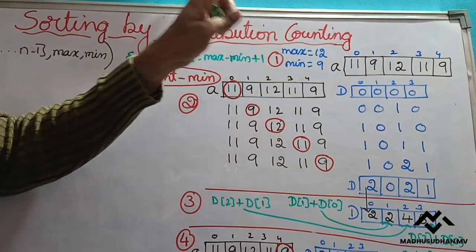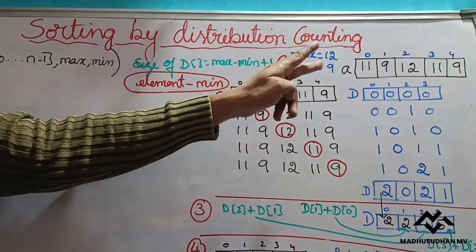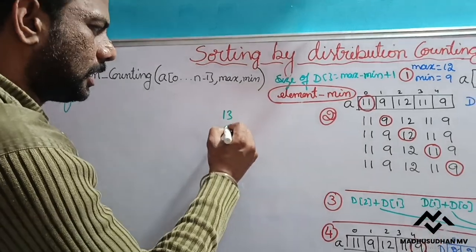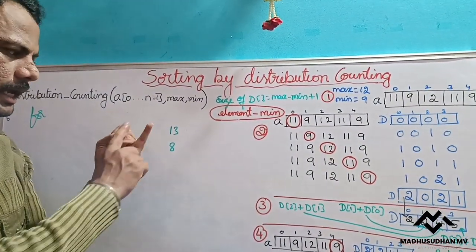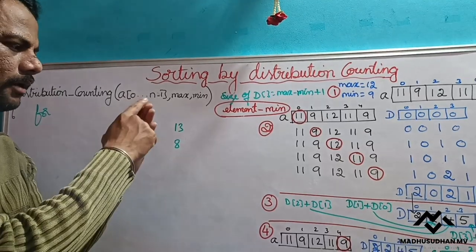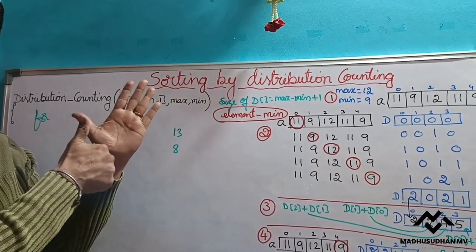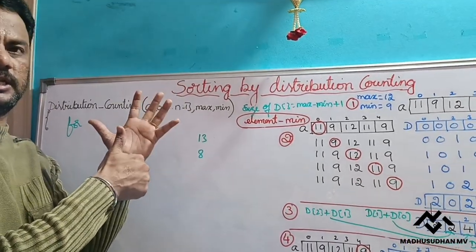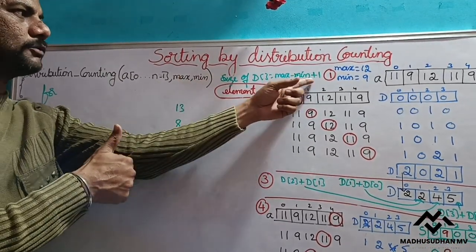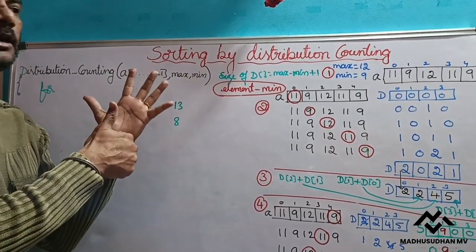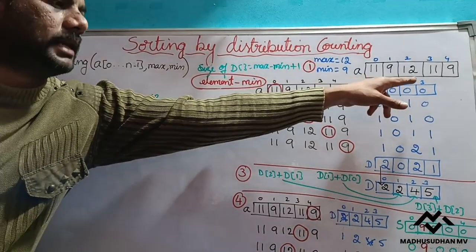Suppose we assume the maximum is 13 and the minimum is 8. Now, how many numbers will come in this range? 8, 9, 10, 11, 12, 13. 6 numbers will come. So the range is, 13 minus 8, 5, 5 plus 1, 6. Okay, 6 is the size. So always it will be done with a minus.